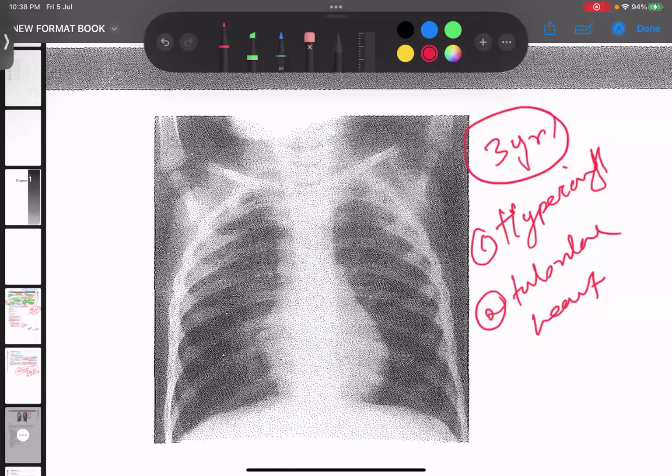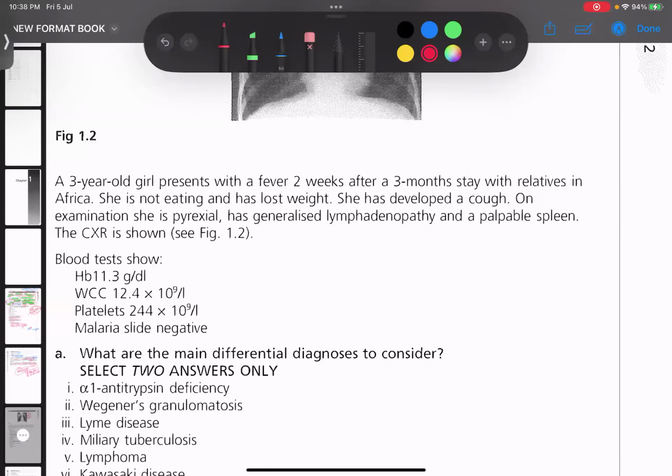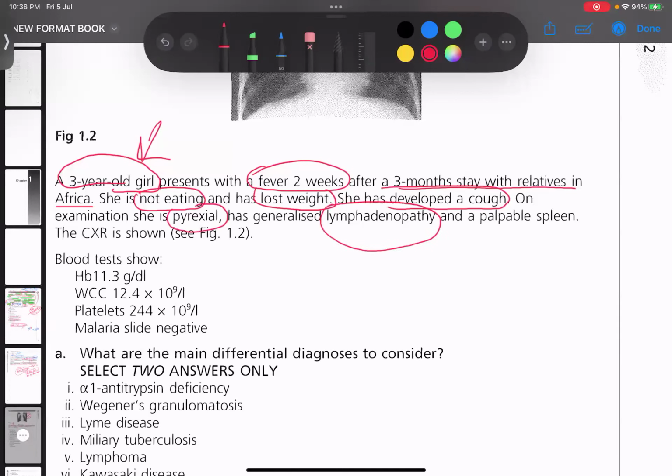Now let's read the scenario. I'll disclose later why I'm saying this picture is not very good. So first, a 3-year-old girl presents with a fever for 2 weeks after a 3-month stay with relatives in Africa. She is not eating and has lost weight. She has developed a cough. On examination, she is pyrexial, has generalized lymphadenopathy, and there is a palpable spleen. The chest X-ray is shown.